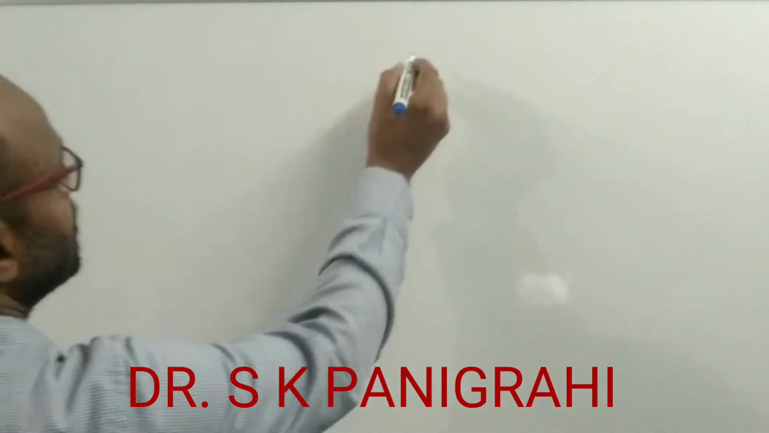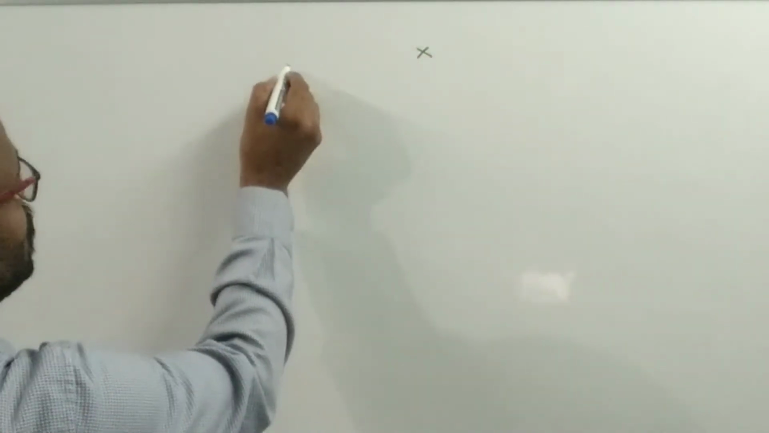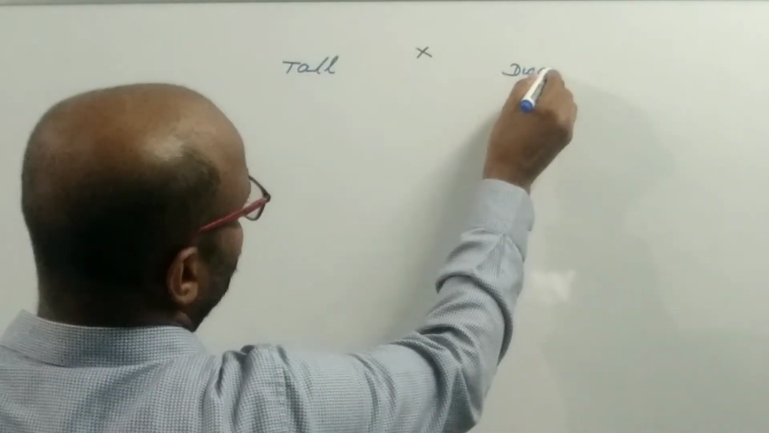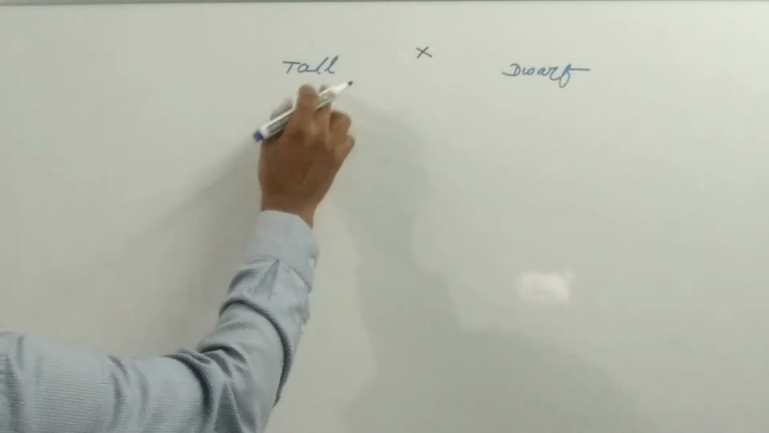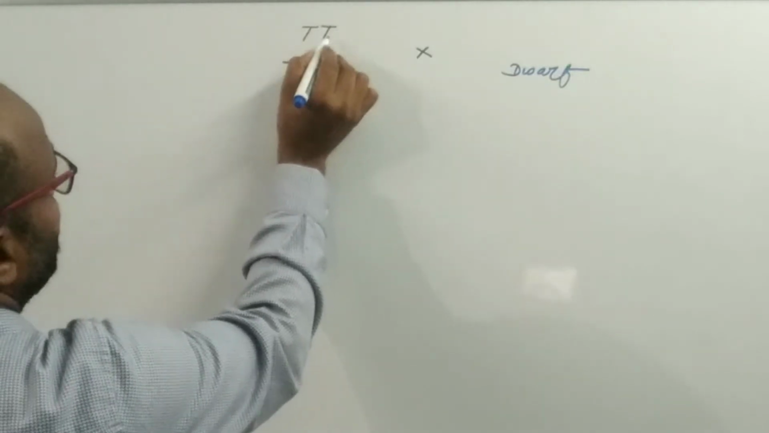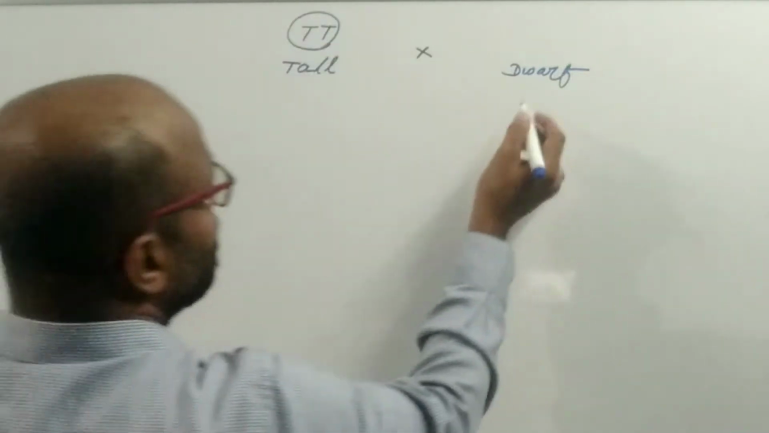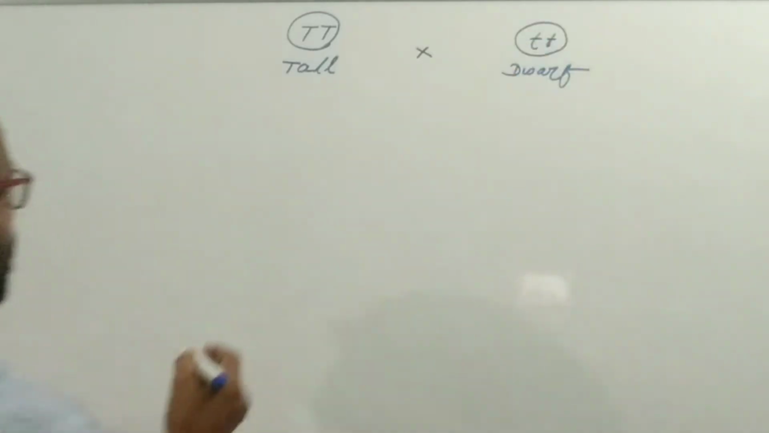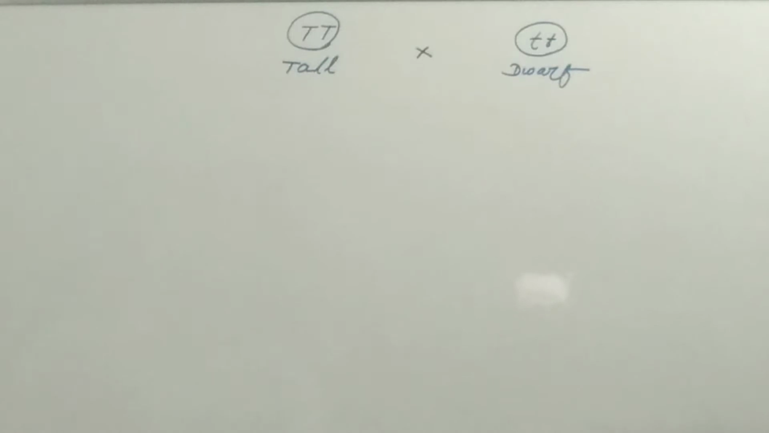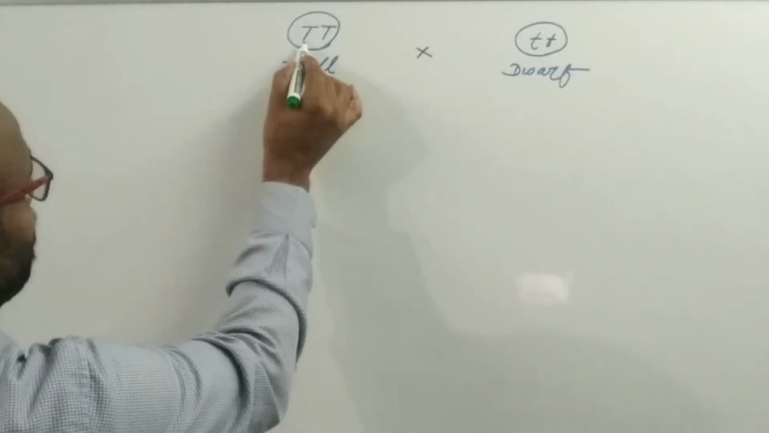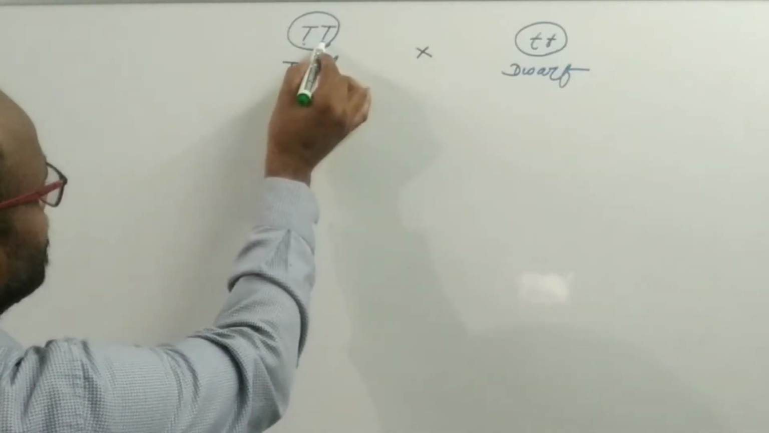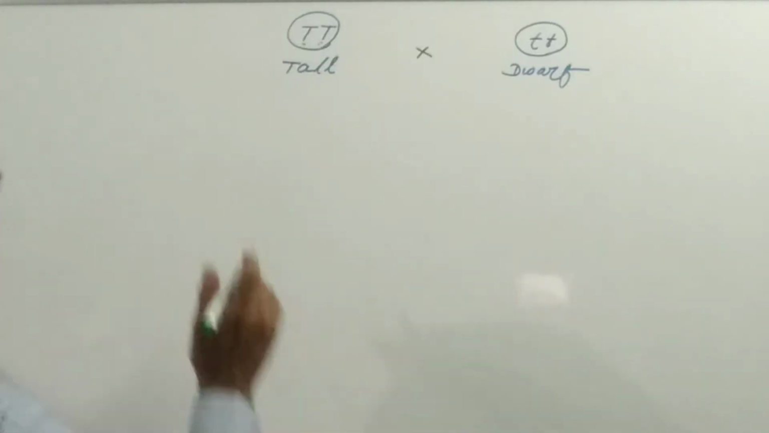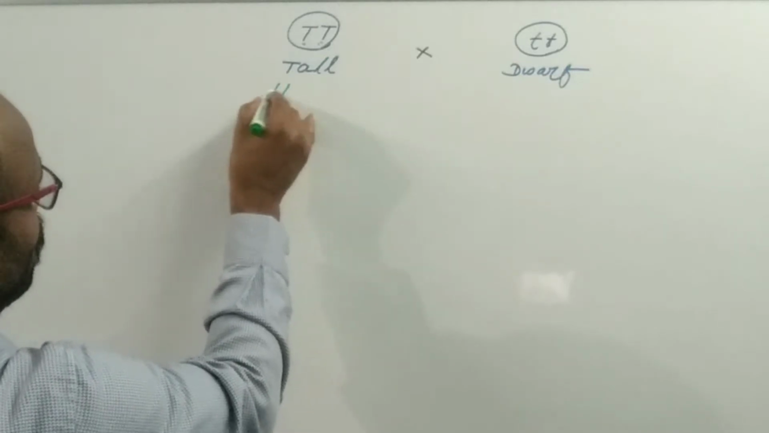Let me do a cross between two plants. Suppose one is tall and another is dwarf. I am writing the tall plant as capital TT and representing the dwarf plant as small tt. Capital TT means these are dominant alleles. Capital T is one dominant allele and this is another dominant allele. So two dominant alleles are present here. That's why it is known as homozygous.